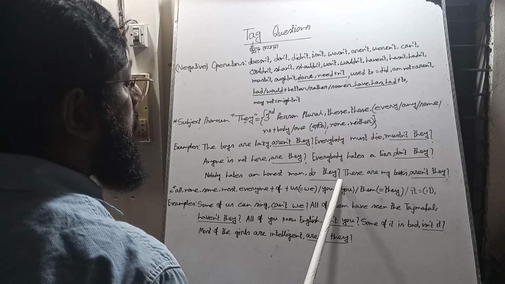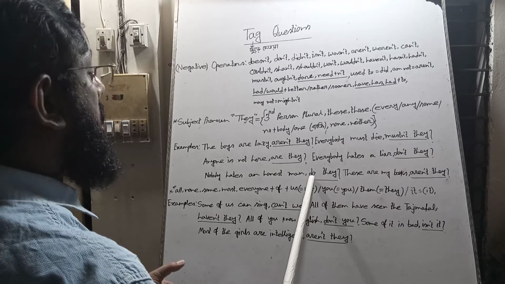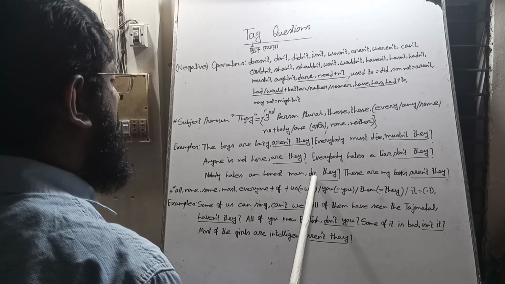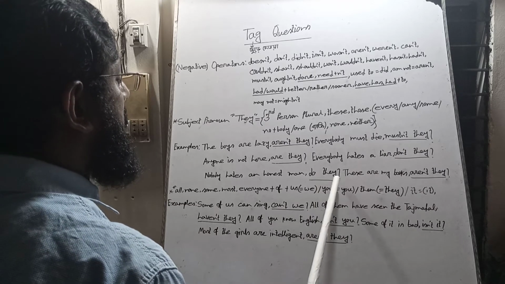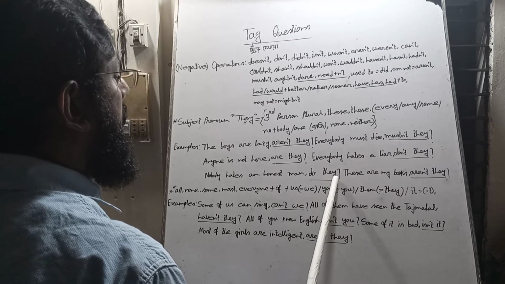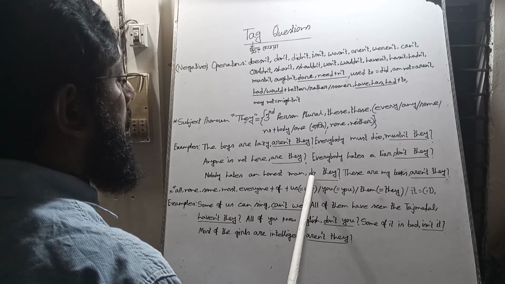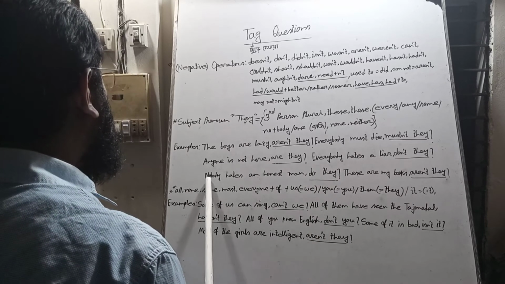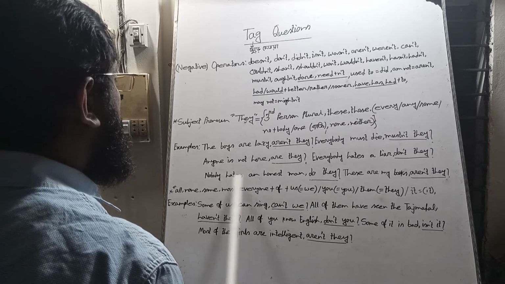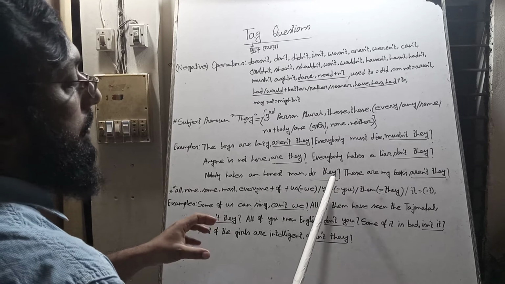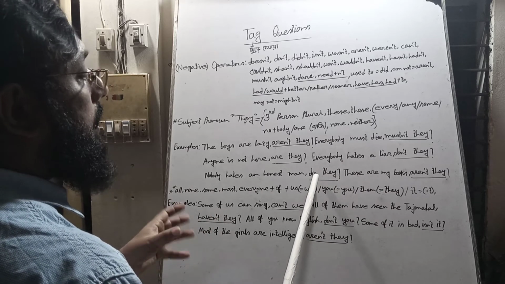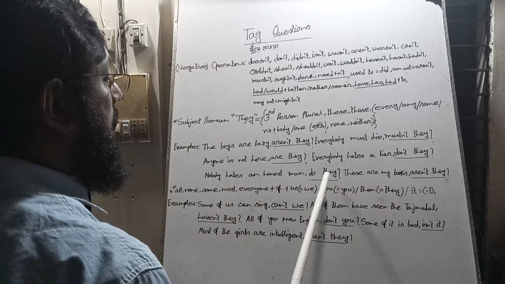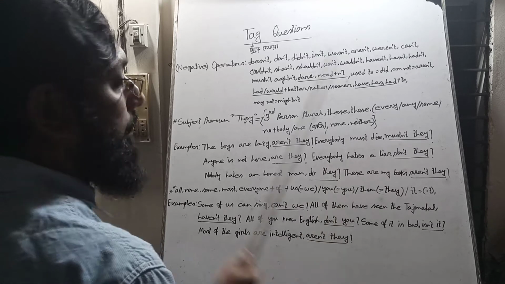They is third person plural, so the auxiliary verb will be third person plural. In present indefinite tense, we take do as the auxiliary verb. It will be do, not does, because the subject is third person plural, they. Does is only used with third person singular. The sentence is negative, so the tag question will be affirmative, and we won't bring not. So the tag question will be do they. At last we use a note of interrogation.